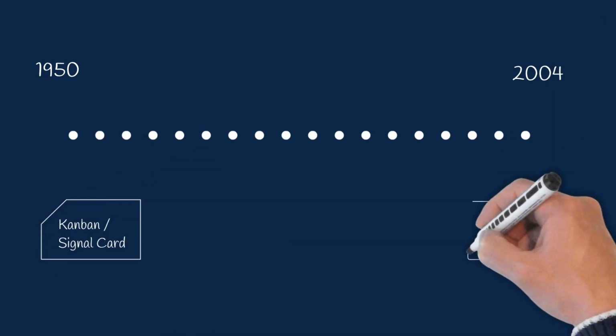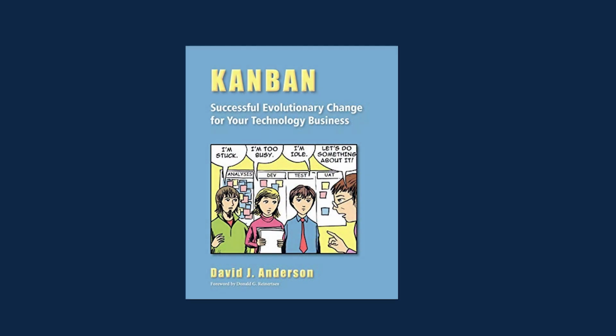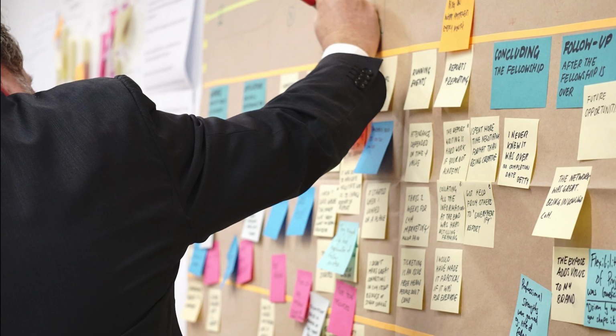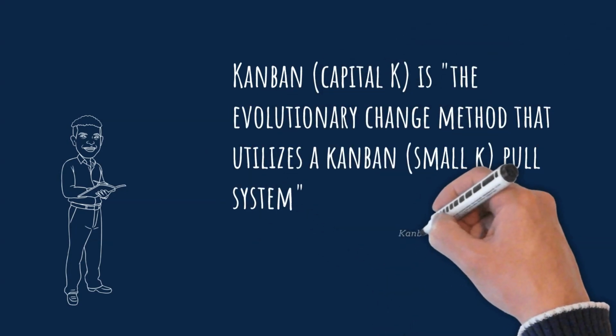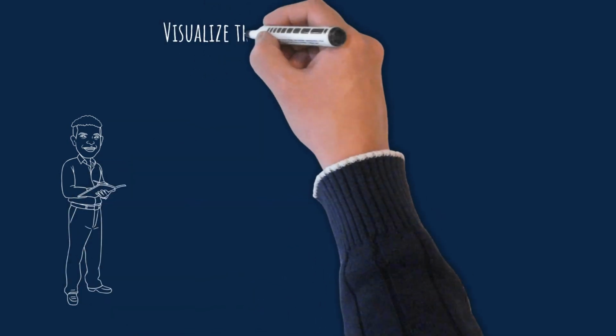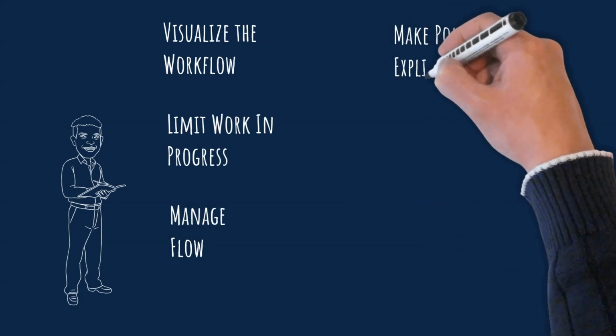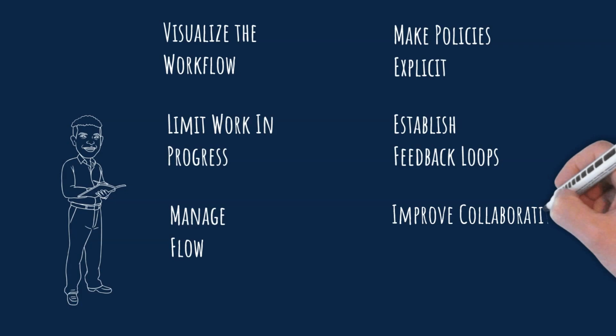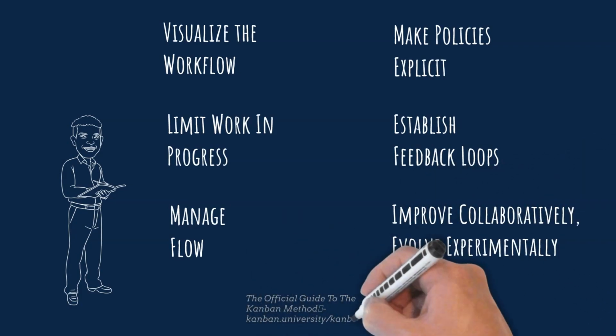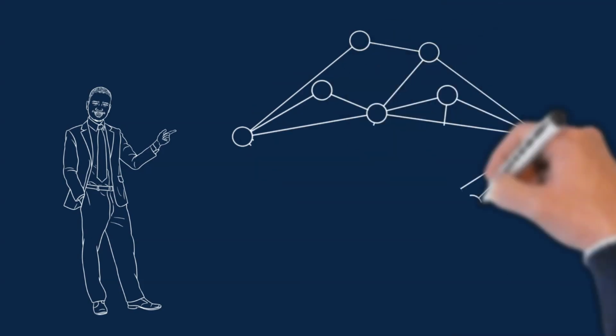When the term is used today from an Agile perspective, it is usually referring to the Kanban method. The Kanban method was introduced by David J. Anderson and first implemented at Microsoft in 2004. It extends the idea of a pull-based system using a Kanban card to a method for evolutionary change. It establishes 6 practices: visualize the workflow, limit work in progress, manage flow, make policies explicit, establish feedback loops, and improve collaboratively, evolve experimentally.